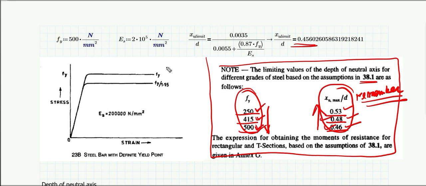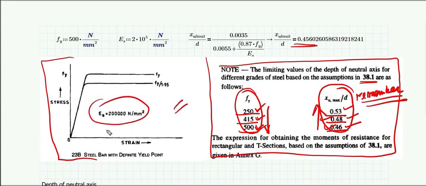Okay, and this is the stress strain graph for steel, whose ES value is already given. This graph is also taken from IS456, and this FY is the characteristic strength. This is after considering the design or partial safety factor of 1.15. So you should look into your code and go through these particular clauses once again.